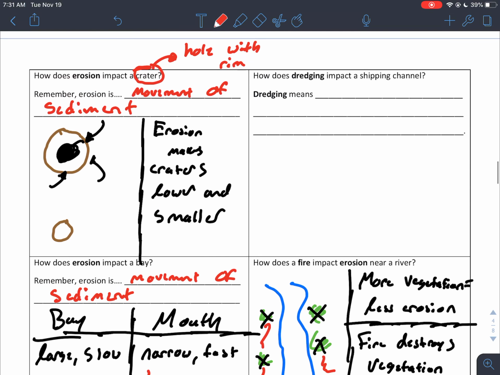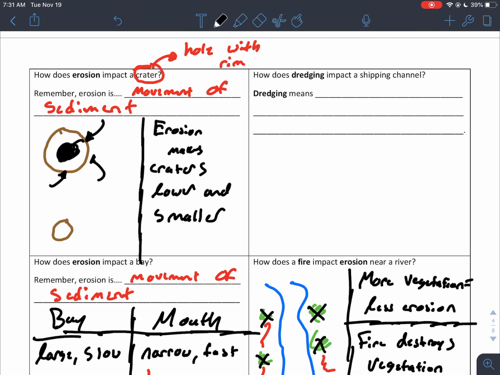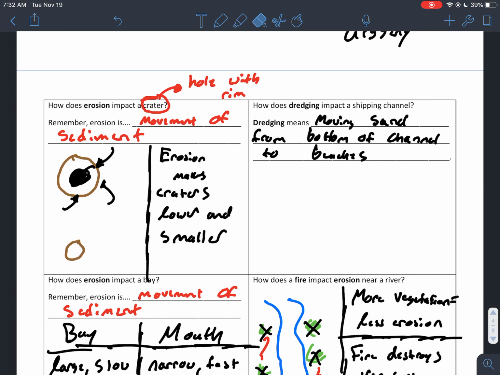All right. Final question. This is the hardest one. How does dredging impact a shipping channel? I guarantee you don't know what the word dredging means, because I didn't really know it until I looked it up to teach this stuff. So here's what dredging means. It means moving sand from bottom of channel to beaches. Oh, that's where it says beaches. Let me rewrite that. It looks like benches.